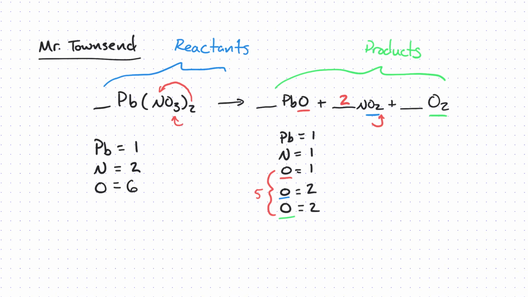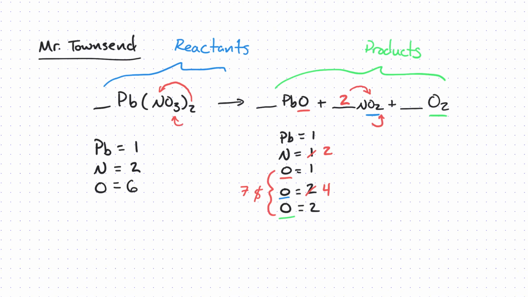Putting a 2 here will change my nitrogen on this side to a 2, but it also changes this blue oxygen, right? Because the coefficients are actually distributed throughout the entire compound. So this blue oxygen is actually going to change into a 4. And this is going to change our overall total of oxygen on this side to 7. So I'm just going to keep track of that total over here, right? Because 1 plus 4 is 5 plus 2 is 7. Okay, so now I have 1 and 2, but now I have 7 total oxygen versus the 6.